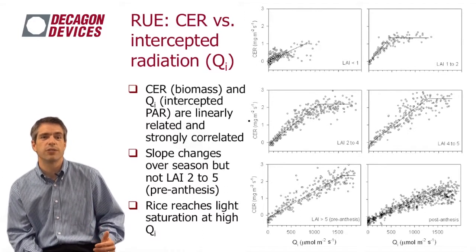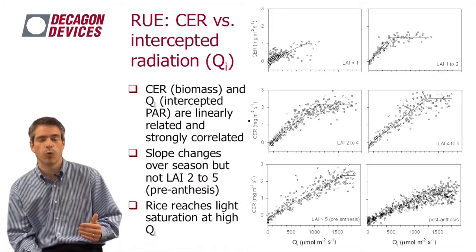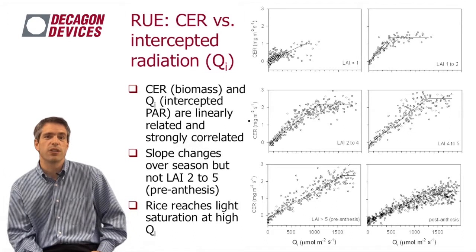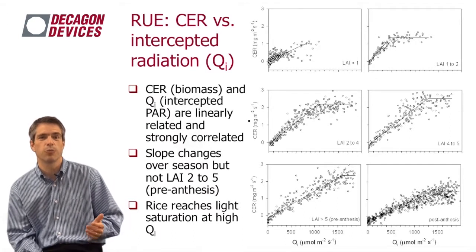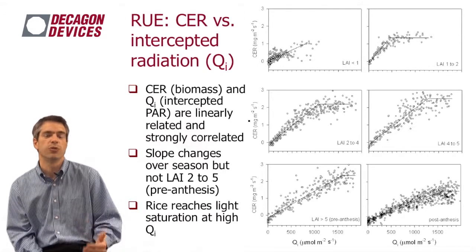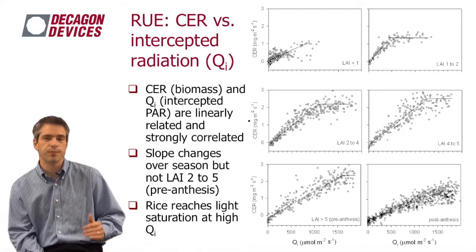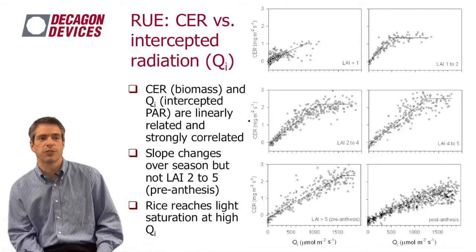What we found was, up to this post-anthesis point where you really saw that drop off, our radiation use efficiency was very similar. Those slopes were not statistically different. So we found that we could use, essentially for the bulk of the growth of this crop, the same radiation use efficiency value to predict biomass.